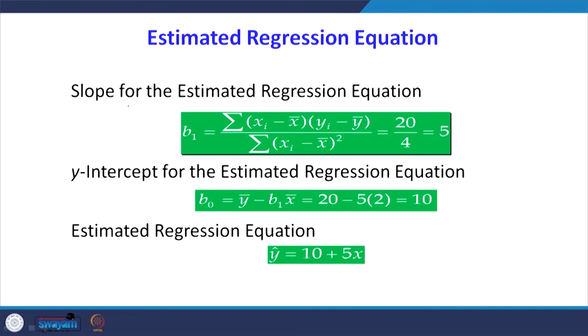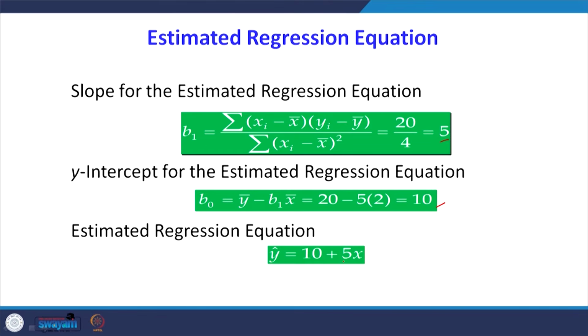The y-intercept for the estimated regression equation, B0, is y bar minus B1 x bar. Already we know B1. So, you take the B1 value here; y bar we know is 20, x bar is 2, so this gives 10. So, the estimated regression equation is 10 plus 5x. You have to be very careful, this is the estimated regression equation, it is not the actual y. The value of y is the estimated value, it is nothing but the mean value. So, y equals 10 plus 5x.